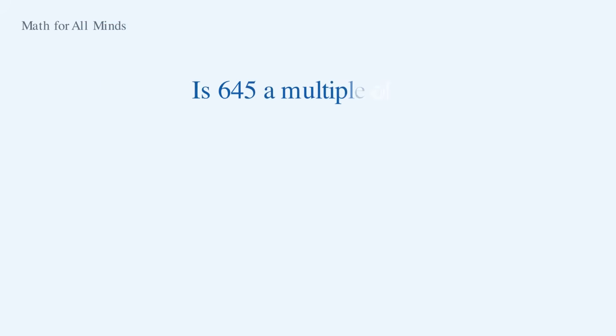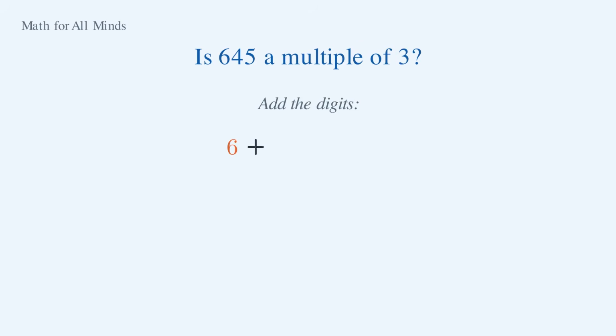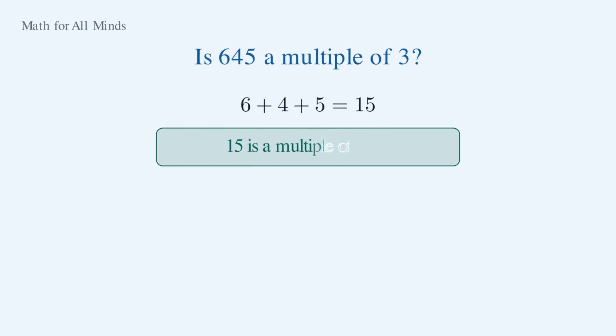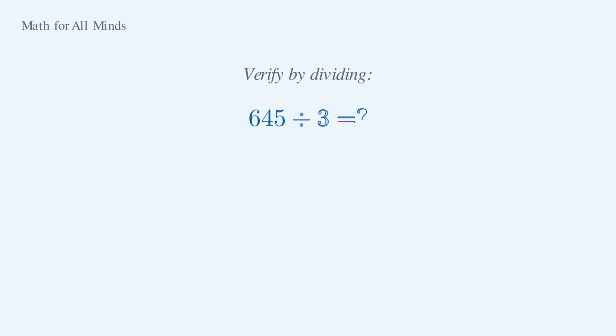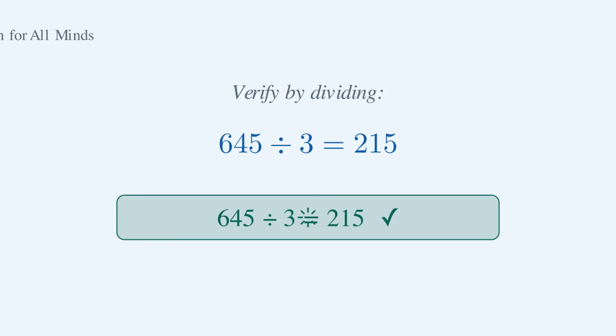Let's try it on a bigger number. Is 645 a multiple of 3? Add the digits. 6 plus 4 plus 5 equals 15. Is 15 a multiple of 3? Yes. So 645 is a multiple of 3. And if we check by dividing, 645 divided by 3 is exactly 215. It works.